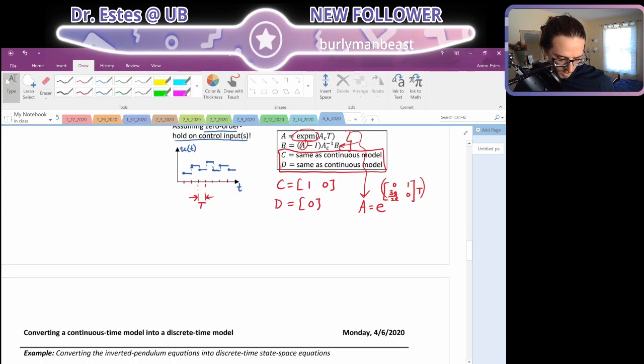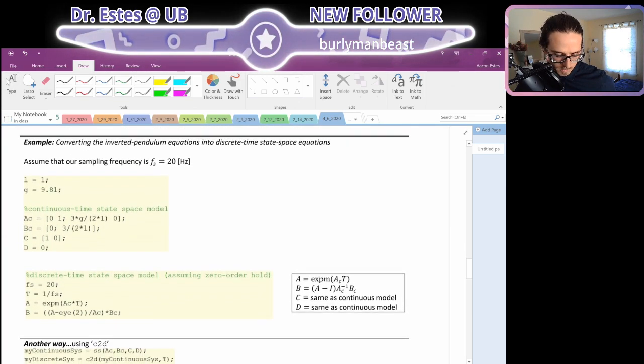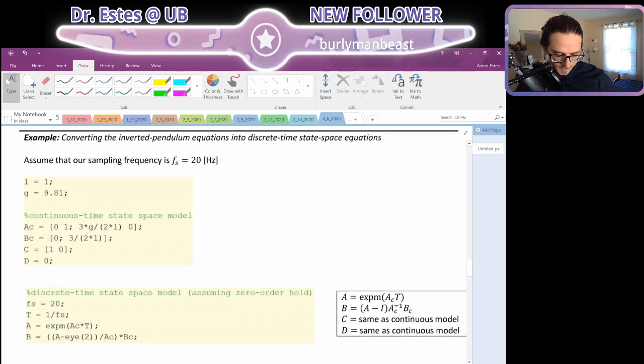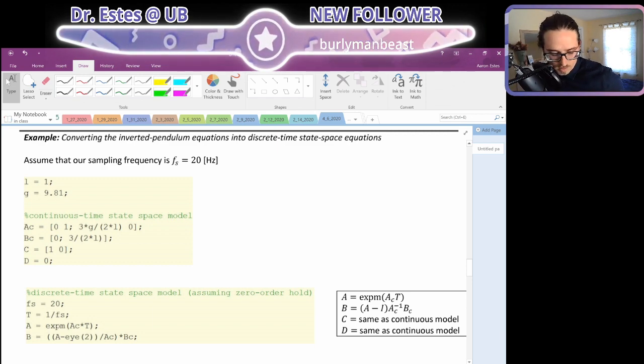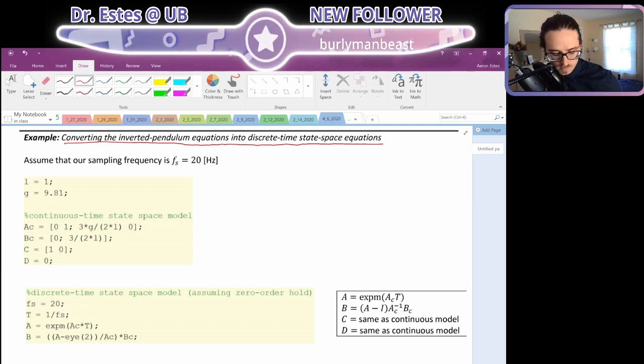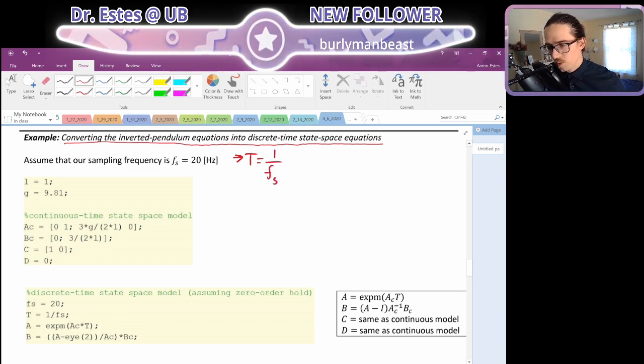All right. So that's what this next example is about. We're going to convert the inverted pendulum equations into discrete time state space equations. You're going to get a different discrete time model depending on your sampling frequency, because we know that our sampling period is 1 divided by fs.